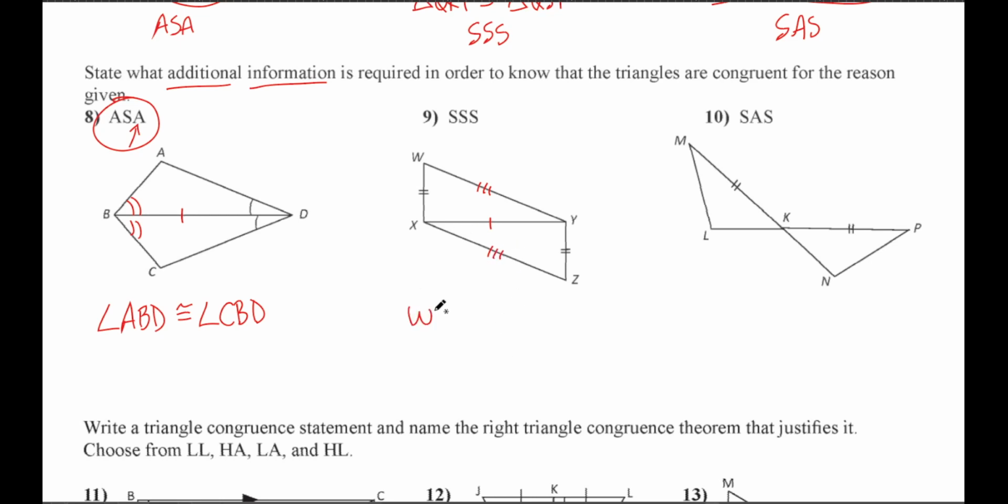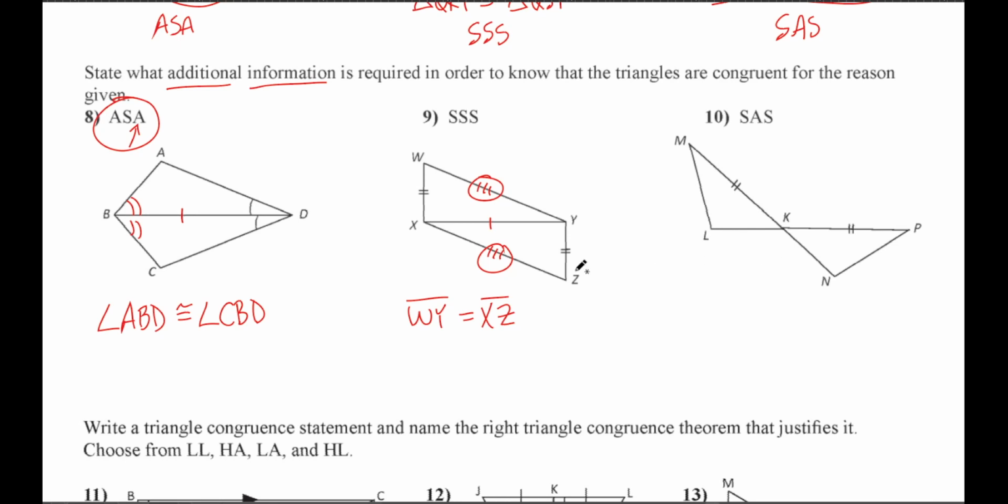So what must be equal? WY and what else? XZ or ZX. I don't really care what order you put it in. So that would be your answer right there. All right. Again, we didn't know that these were true. That's the additional information that I needed in order to say that those two triangles were congruent to each other. Okay? All right, one more of these.